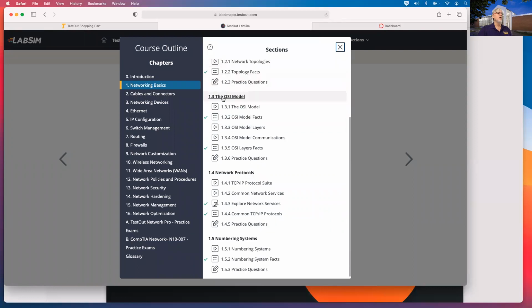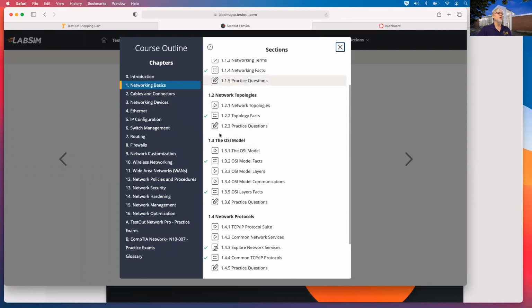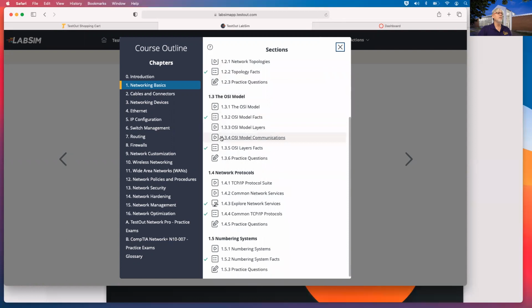Right, so I'm not taking scores for, let me move down to the OSI model. So I'm not taking scores for the videos that you listen to the talking heads on. I am taking scores for the fact sheets. I am taking scores for the practice questions. And then there's these. Notice this does not have a play button.